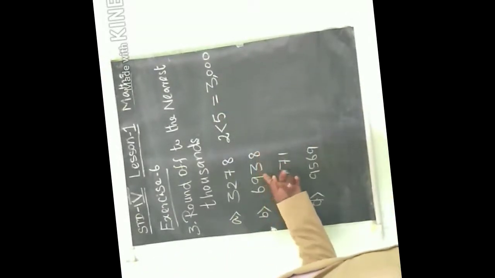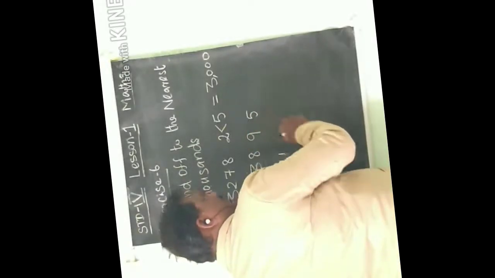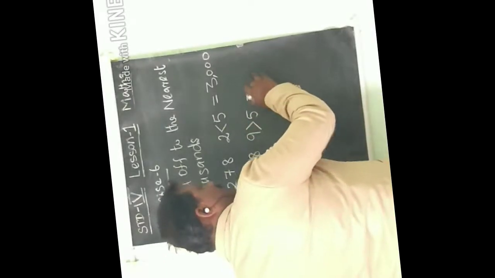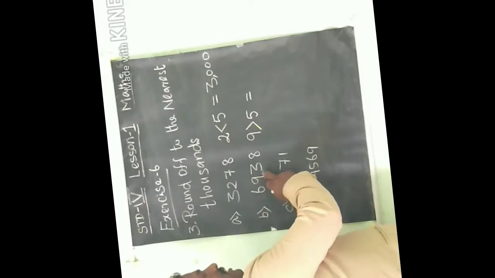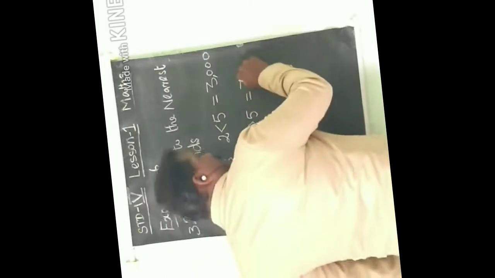Okay. Then another sum. Ones, tens, 100, 1000. So nearest 1000 is 9. So we have to take 9 and compare with 5. Is it greater than 5? Less than 5? It's greater than 5. So greater than, I told you, above 5 you have to take the highest rounded number. So 6938, we take the highest rounded number, 7000.